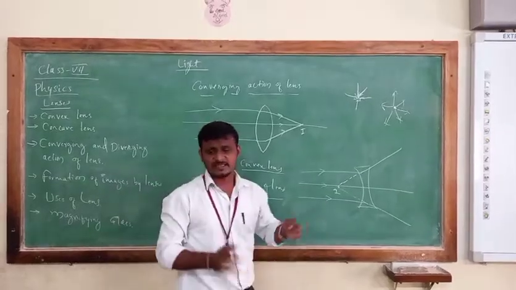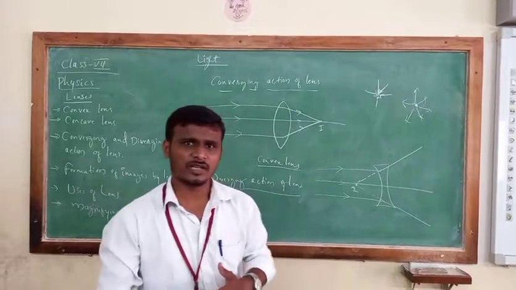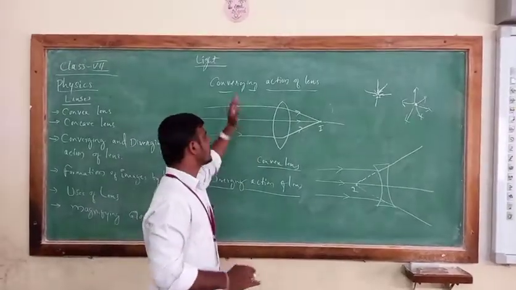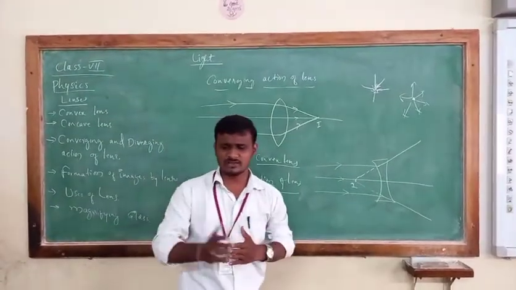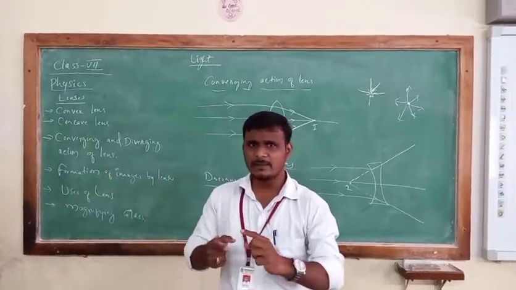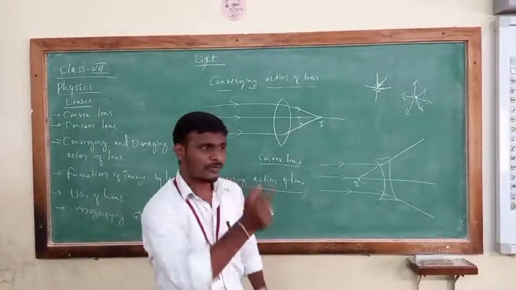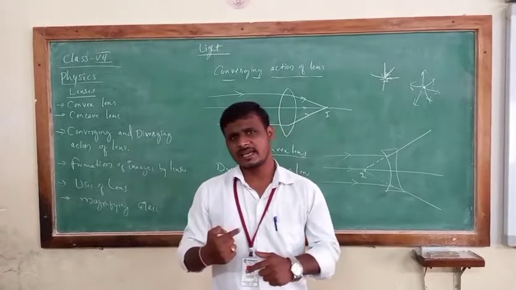Right? So next thing is the difference between the convex and concave lens. What are the differences between the convex and concave lens? It means converging lens and diverging lens. I have told this in the first video. A convex lens is thicker at the middle and thinner at the edge, whereas a concave lens is thinner at the middle and thicker at the edge.